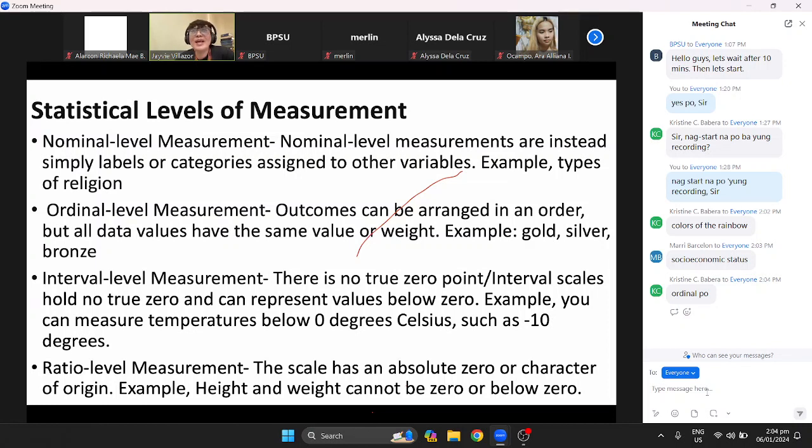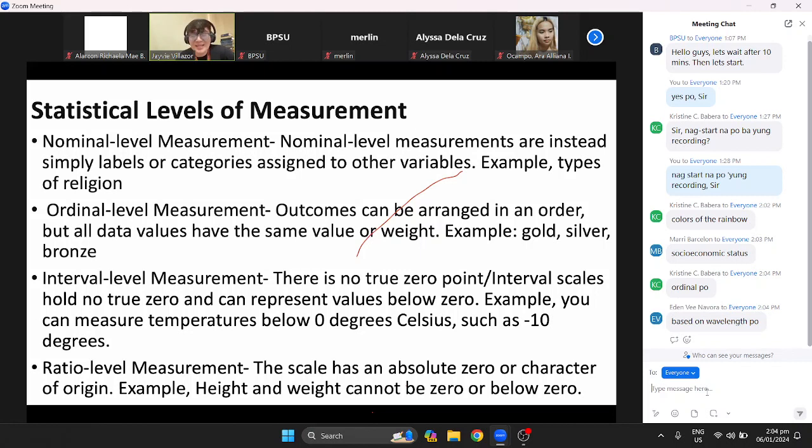more on nominal. Kasi 'di ba ang colors of the rainbow, wala naman mas mataas compared doon. So they're just representing the color, but it doesn't mean that one color is superior to another color. Unlike sa gold, silver, bronze na makikita natin sa Olympics, 'di ba? Doon makikita natin na si gold mas mataas kay silver, si silver mas mataas kay bronze. Okay? Pag sinabi natin gold, silver, tsaka bronze, hindi siya pantay-pantay lang. No, they have a hierarchy.